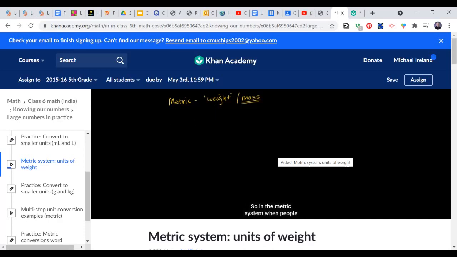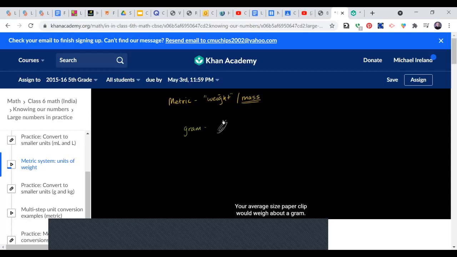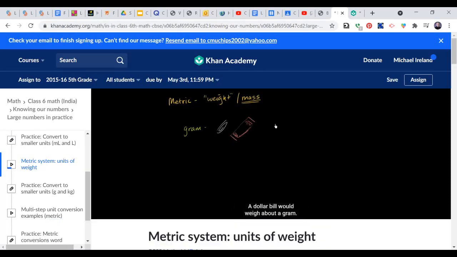So in the metric system, when people talk about measuring relatively light things, they will often use the gram. And to get a sense of things that weigh a gram, one example is a paperclip. Your average size paperclip would weigh about a gram. A stick of chewing gum, not even the whole pack, just a stick, would weigh about a gram. A dollar bill would weigh about a gram. So this really isn't a lot of weight.